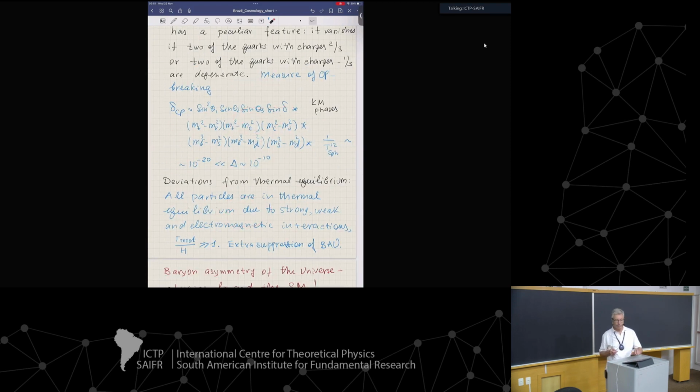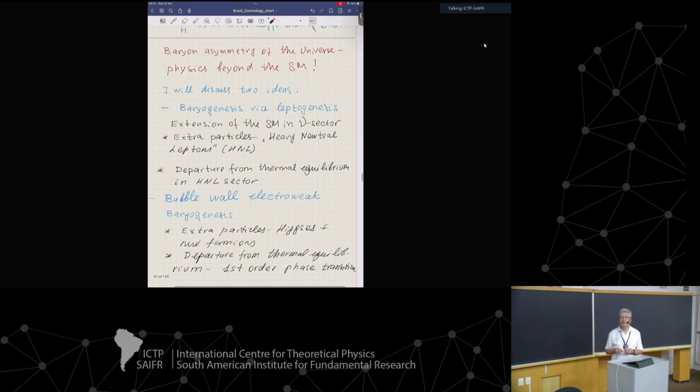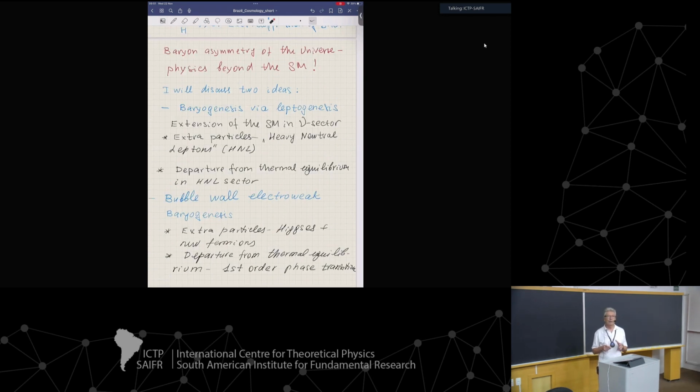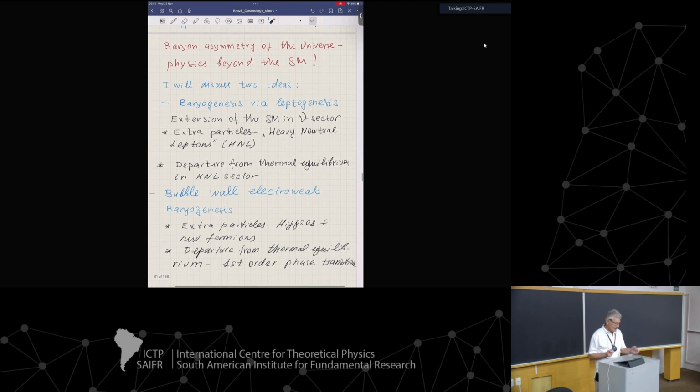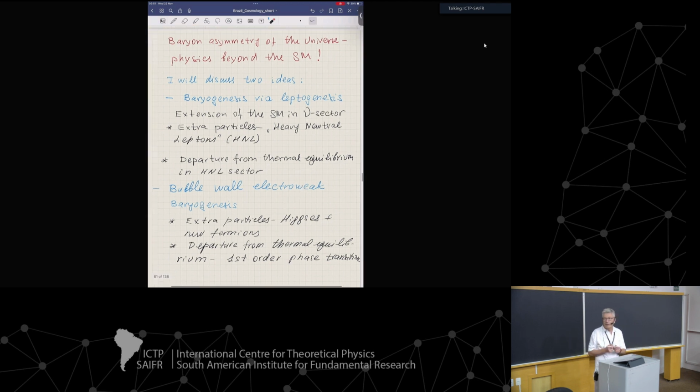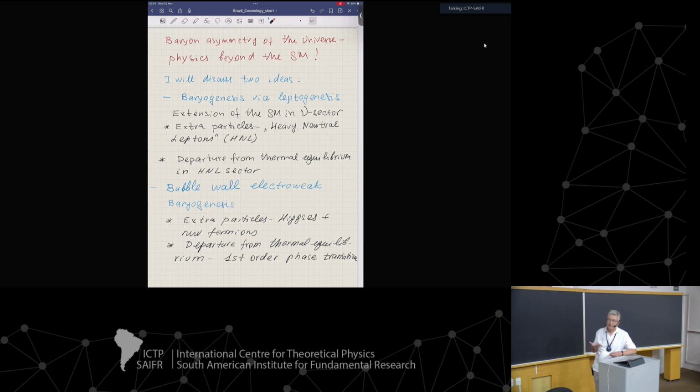There were many attempts to overcome that, and they were unsuccessful. Attempts by myself as well. I tried to make it work, and it didn't. So this tells us that we cannot explain baryon asymmetry within the standard model. That's an important statement, because it tells us that the standard model should be extended. There should be some new physics beyond the standard model.